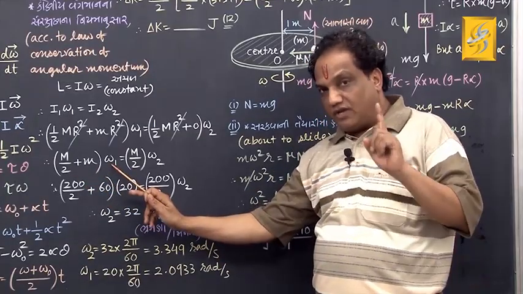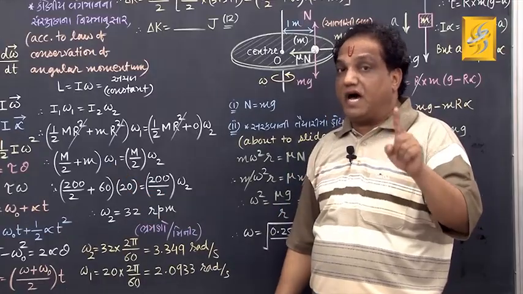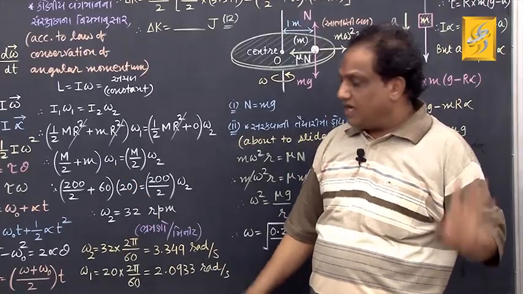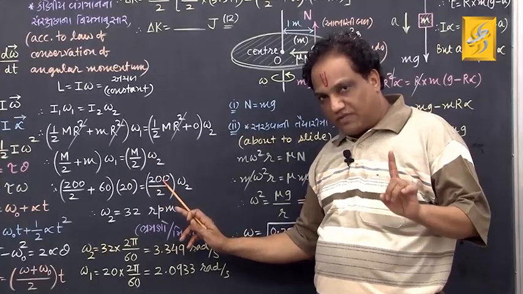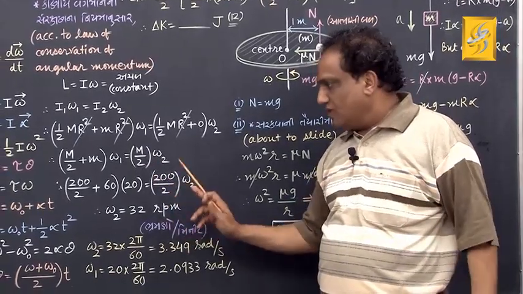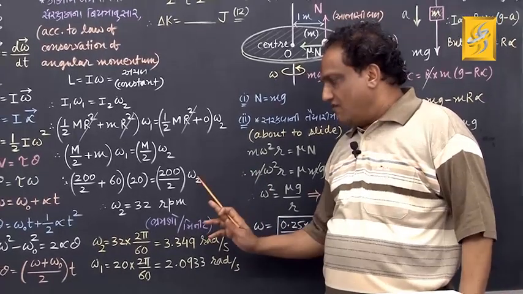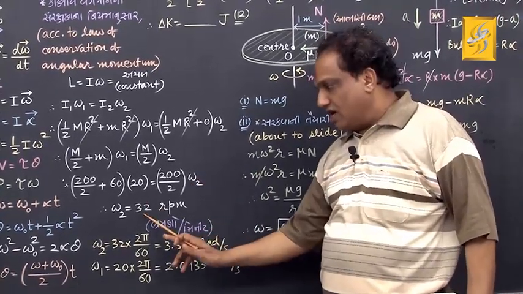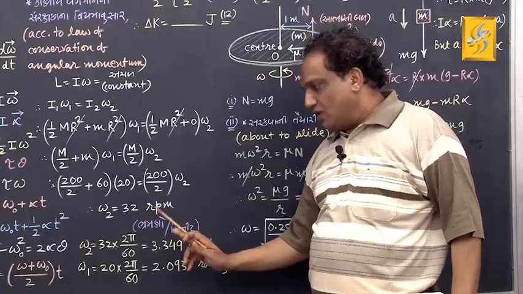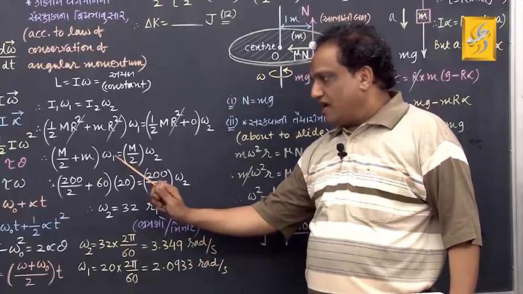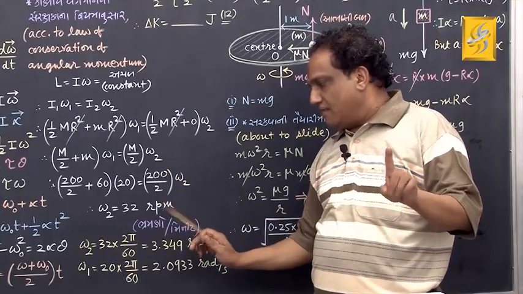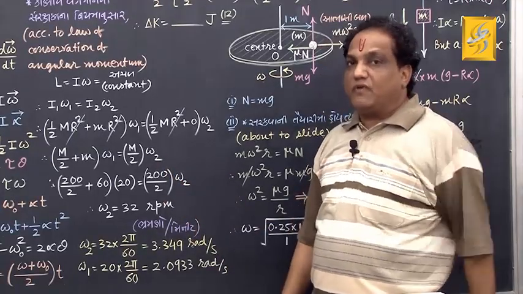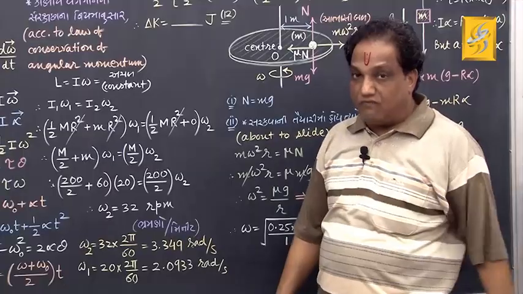Omega 1 is the initial angular speed. You are given 20 rpm, rotations per minute. This capital M is 200 kilogram, that is mass of turntable, upon 2, omega 2 as it is. And now find out the value of omega 2, it comes out to be 32 rpm, rotations per minute. Because omega 1 you are taking in rpm, naturally omega 2 will be obtained in rpm. But suppose we require to convert into radian per second, how would you?